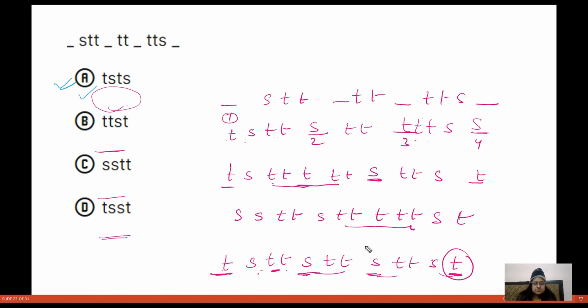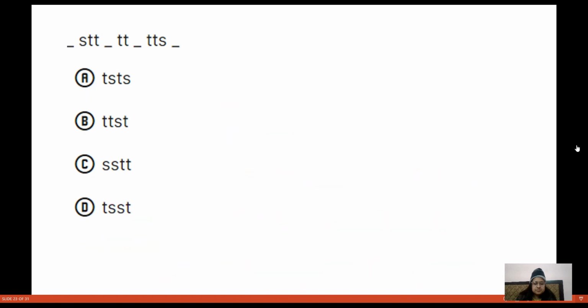Okay, S double T. So which one satisfies more? This is double S double T S double T T. This is not making any sense because there is no sequence. But this is what we are getting: S double T S double T S double T. And if it is this way, ST here and then T here, then we are getting this sequence. So I think the most appropriate answer is this one only. So this is how we do these kinds of questions.